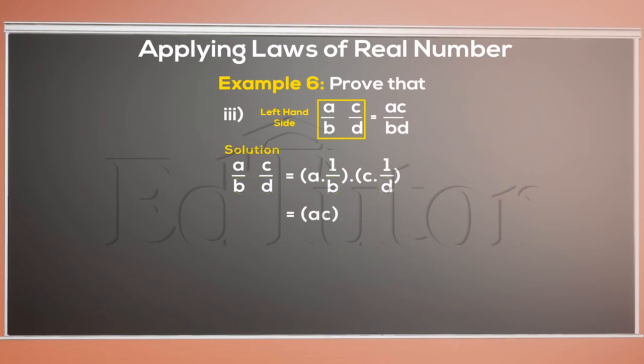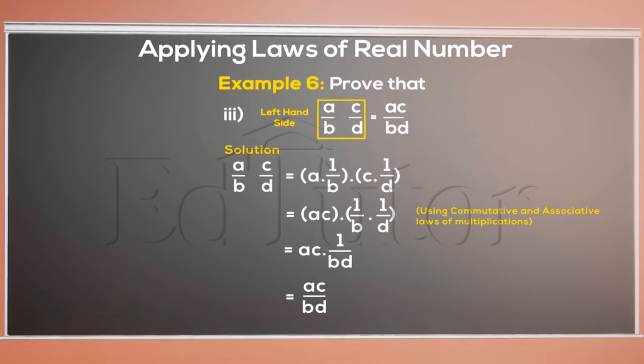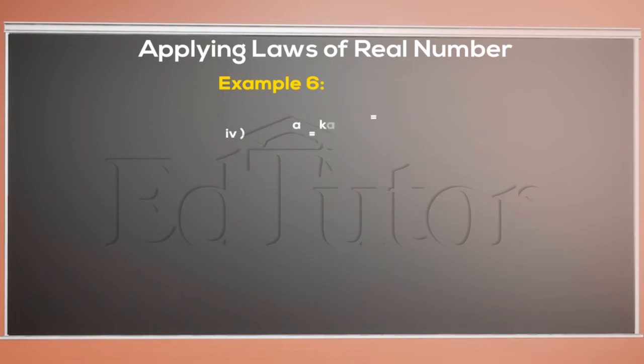Next, change the grouping of this expression through commutative and associative laws of multiplication. Now, simply rewrite this bracket like this, which you could also write this way. We pick the left side and reach to the right side, and thus our proof ends.